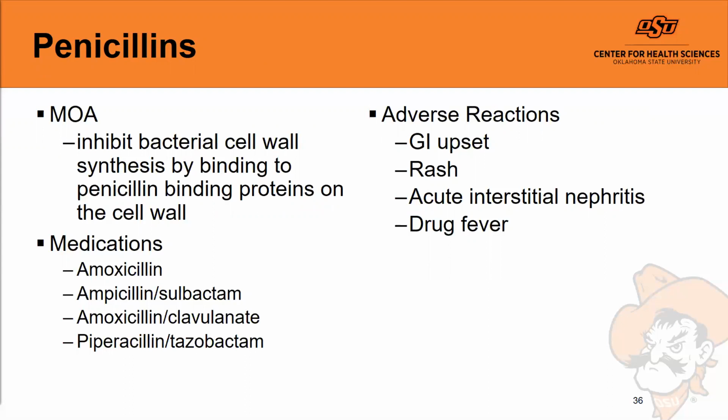So when using these, some side effects you may see include GI upset, and that's going to be most common with Augmentin. You can see a rash, acute interstitial nephritis, especially in combination with other nephrotoxic drugs, or drug fever. So there can also be an increased risk of nephrotoxicity with vancomycin. So that's one thing we need to look out for when patients are on both medications.